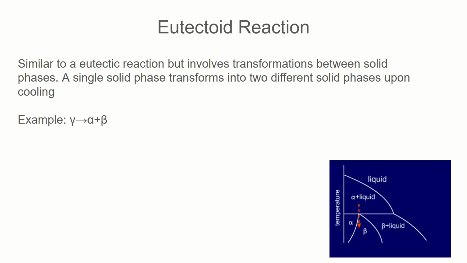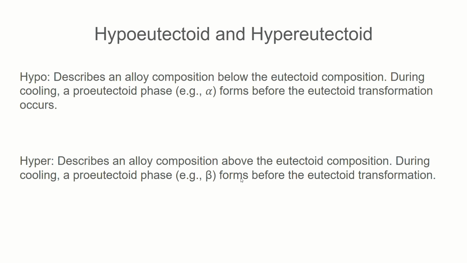A eutectoid reaction is similar to a eutectic reaction, but involves only solid phases. A single solid phase transforms into two different solid phases upon cooling. Here's another example, just now in the solid phase. And likewise, we have hypo and hyper. Hypo describes an alloy composition below, while hyper describes above.